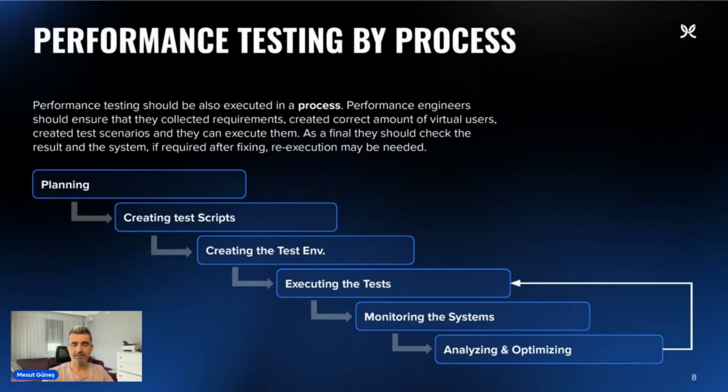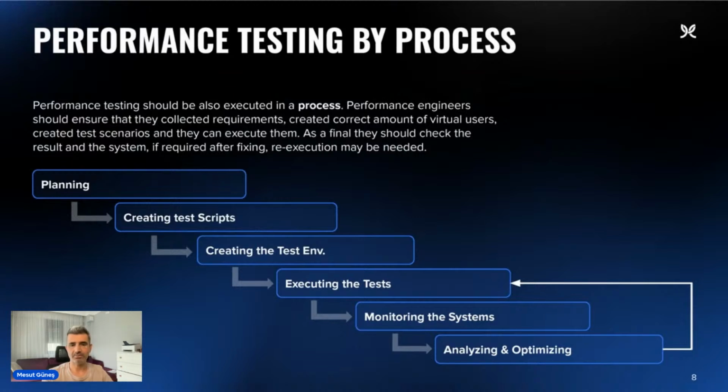After that, once we have a test script and test data scripts, then we should create a test environment. For most of the cases, we should perform the performance testing on an isolated test environment. So creating a test environment is critical to get comparable results. And the next phase is executing the test. So which means that we are now executing the performance testing.